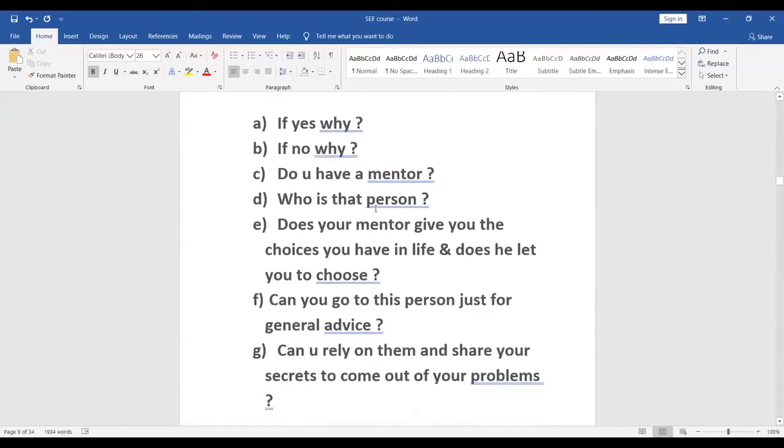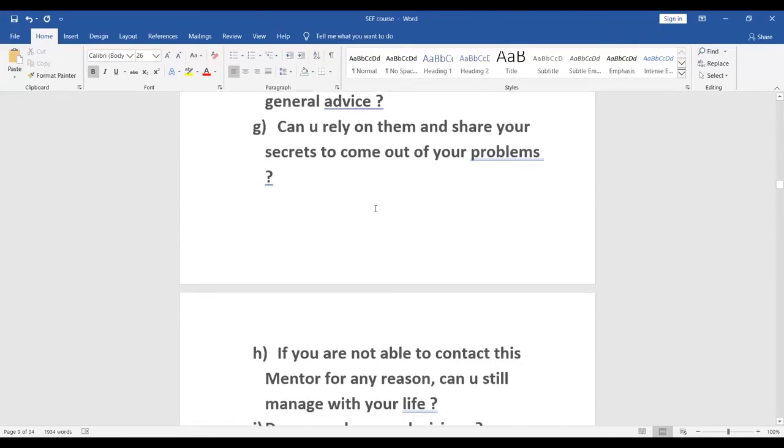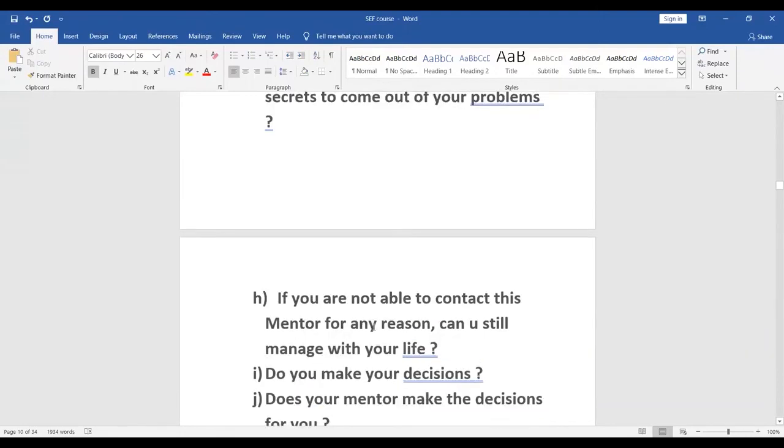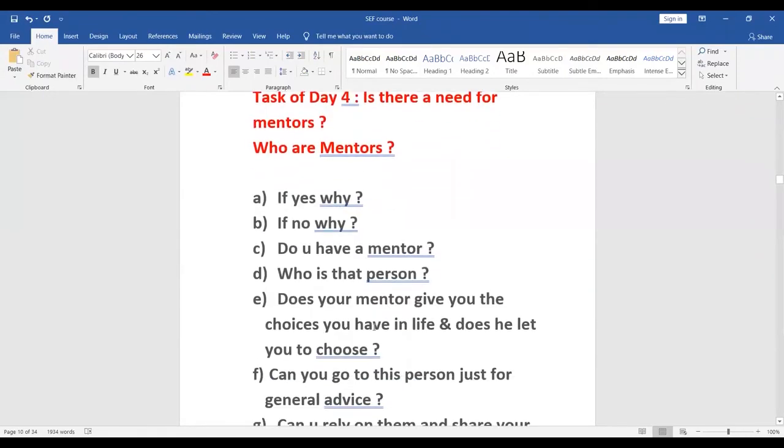Then, do you have a mentor? Who is that person? How is that person qualified to be a mentor? Does your mentor give you options and tell you, these are your options, choose the best? Or does he choose it for you? Can you trust them? Are they reliable? So you could go ahead and answer pretty much all these questions. Do you make your own decisions? Or does your mentor make the decisions for you?